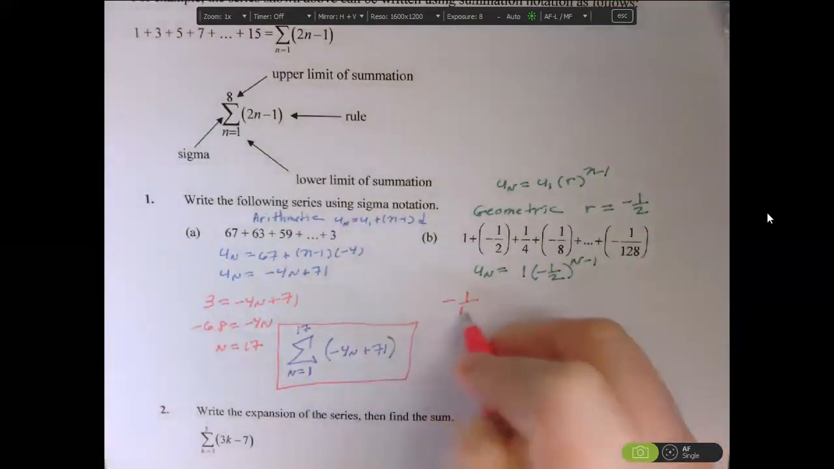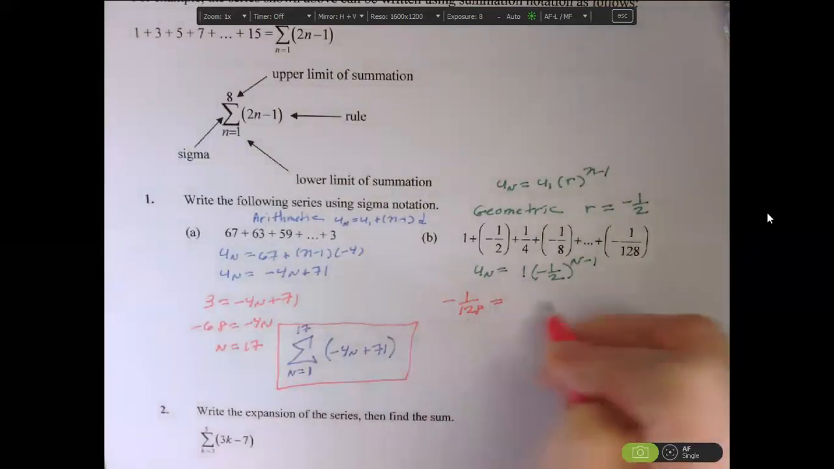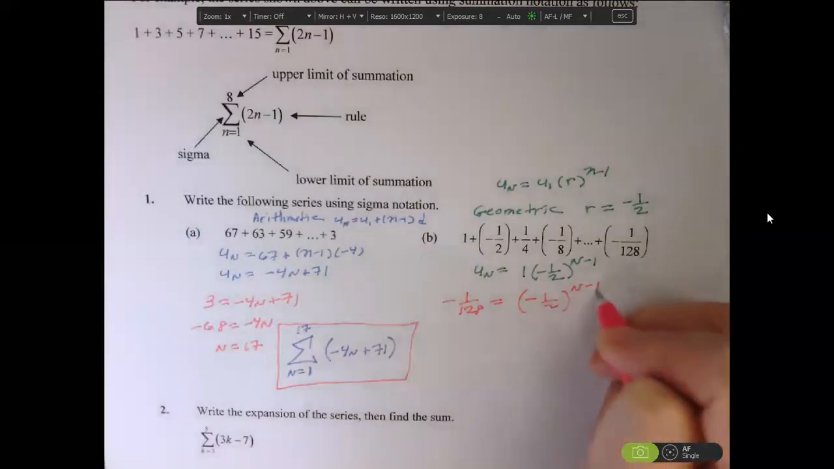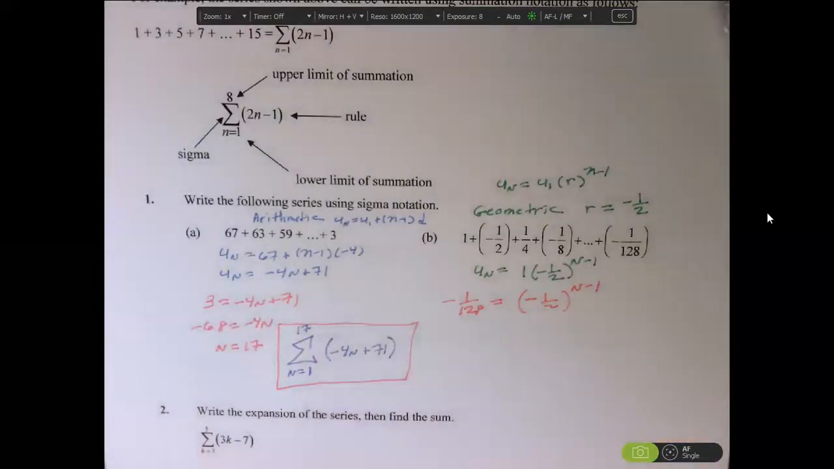Negative 1 over 128 is equal to negative 1/2 in parentheses raised to the n minus 1 power. Okay, all right, now you certainly could solve this problem using logarithms, but let me help you out for a second, guys. There's going to be an easier way. We know n has to be an integer. In fact, I know more than that. I know n has to be an odd integer.